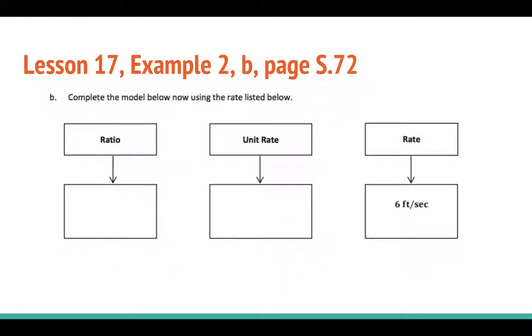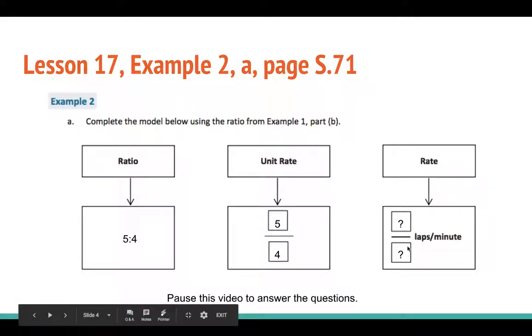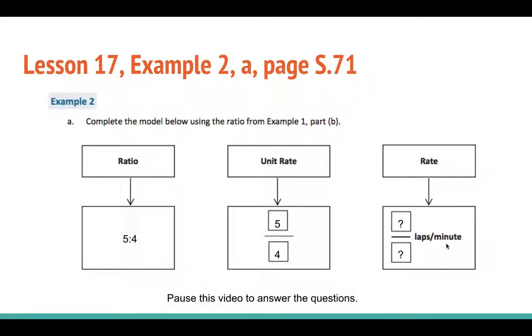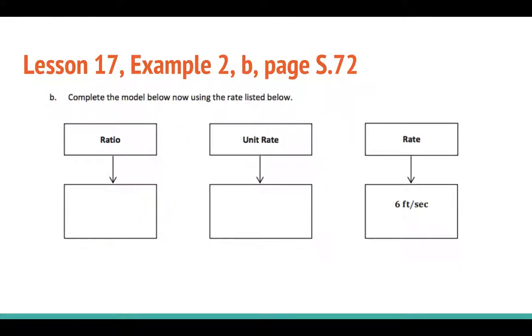Now we're going the other way around. Oh, sorry, going back here. Remember, how many laps per minute did they go in 1 minute? You'd already solved that in example 1. So you should have this answer. Going back now. Okay, example 2.